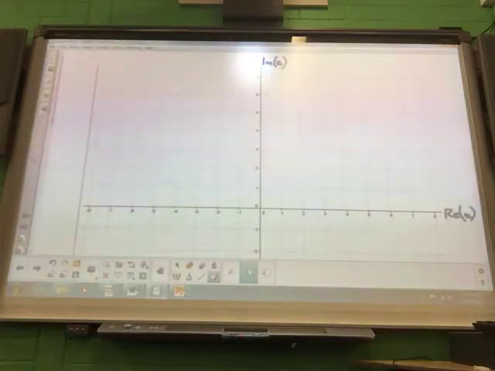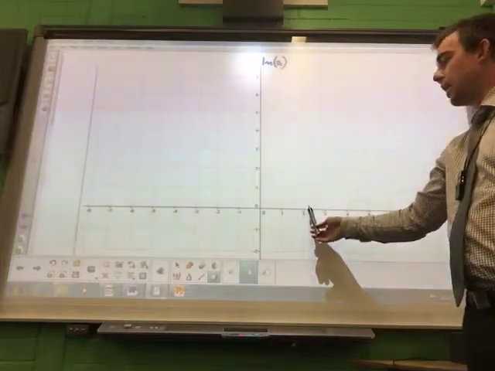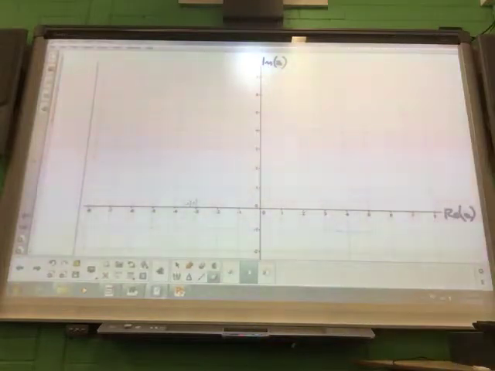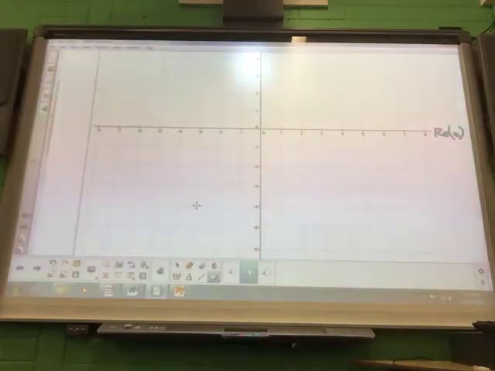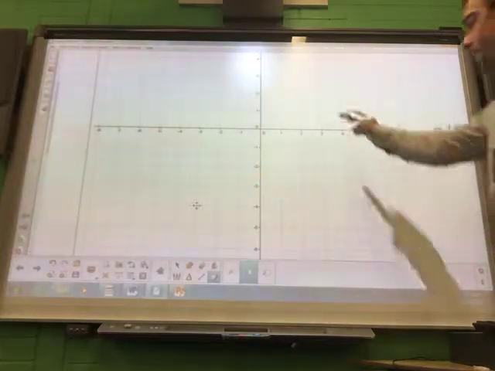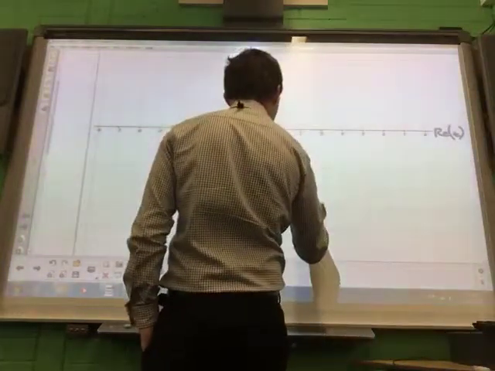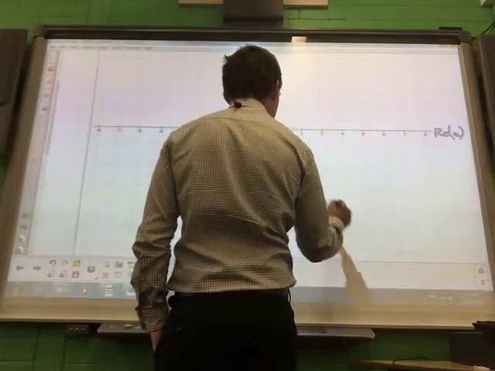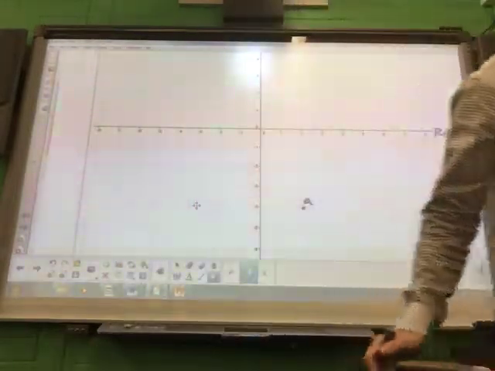Right, so z is 2 take away 4i and w is -1 plus 2i. So let's plot z, 2 take away 4i. We've got the real part as 2 and the imaginary part as -4. So we treat that as the coordinate of the real and imaginary, so 2, -4, and we plot that point. And I'm going to label the letters in relation to the question.